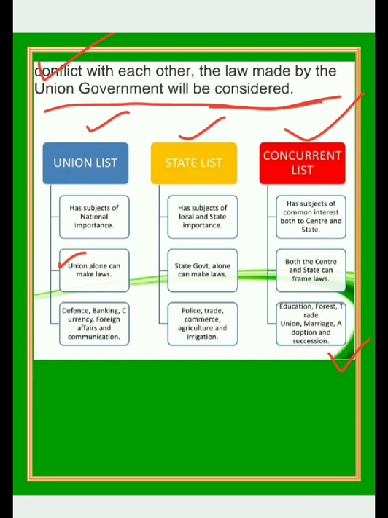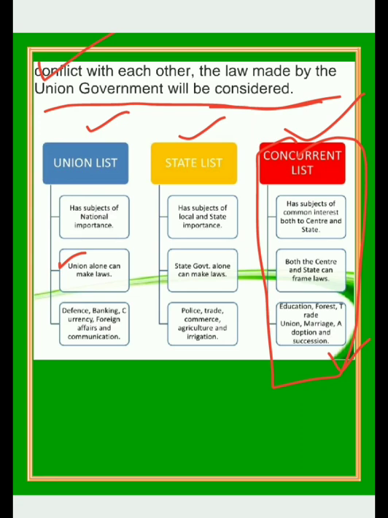Now if you pay much attention to the concurrent list, you will see how wise and strong the foresight of the makers of the constitution was. They could imagine that there can be subjects not included in the state list or the union list, which may be of importance to both. So later on there should not be conflicts between both the levels of government. So all those subjects are included in the concurrent list. This shows their wisdom.